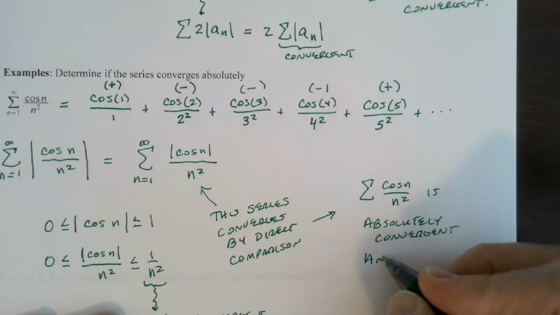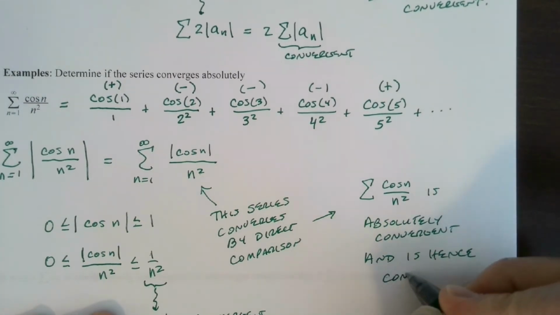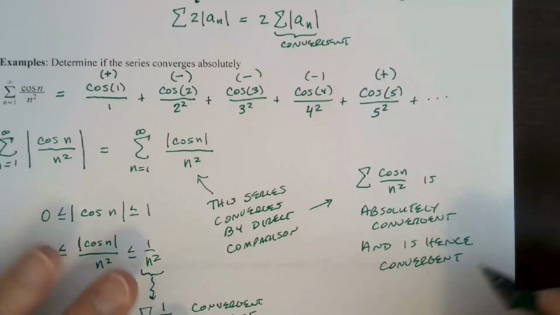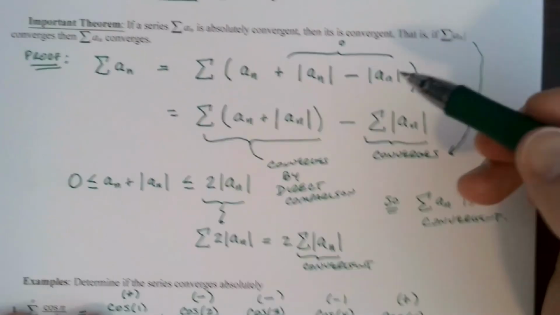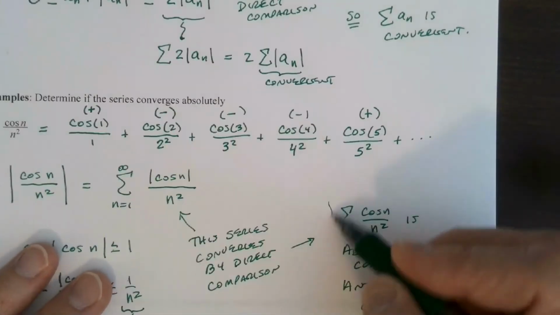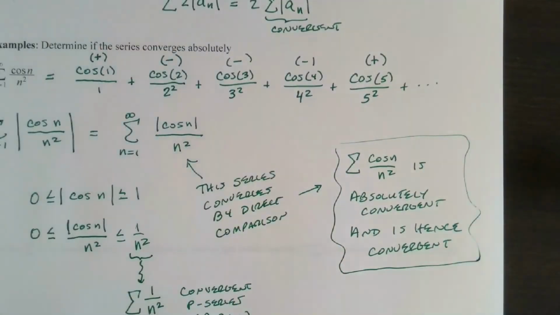And I'll say and is hence convergent. From now on, if we say something's absolutely convergent, we won't say and hence convergent. We will just assume it is convergent by this theorem. So if it's absolutely convergent, then it is convergent. Okay. Now, that's a nice thing.